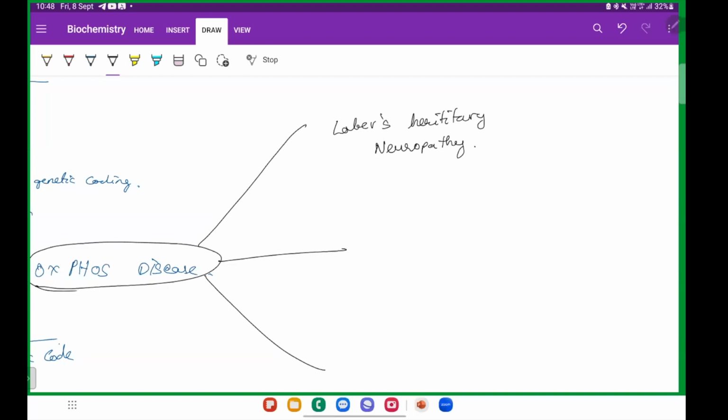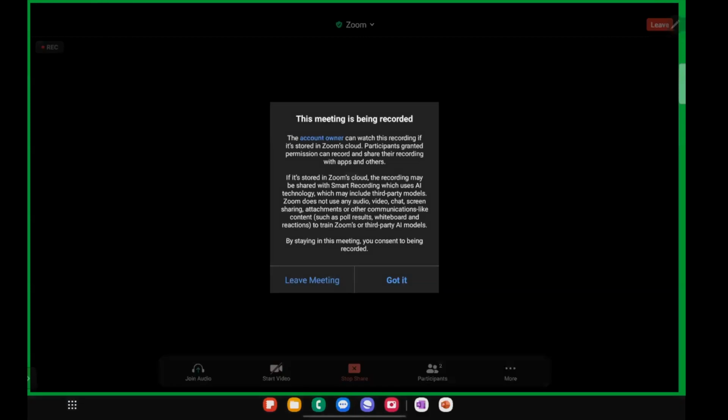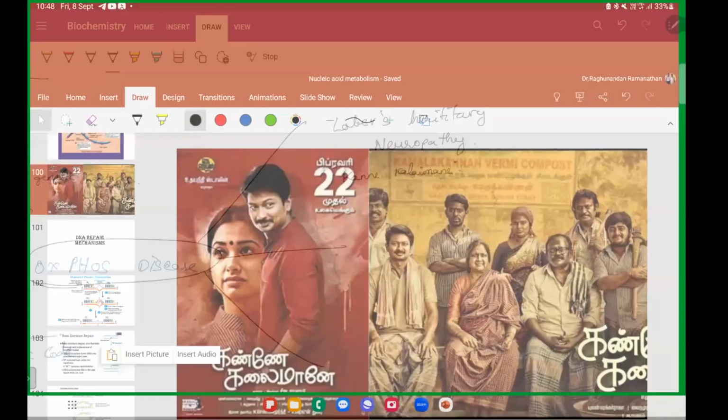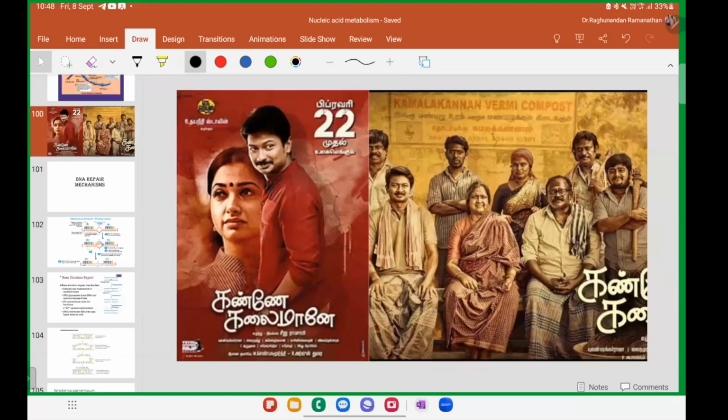This movie which came in Tamil, that is your Kanne Kalaimane movie. How many of you remember this Kanne Kalaimane movie acted by our Minister of Youth and Sports, Mr. Udayanidhi Stalin? How many of you saw it? Yes. So I'll show you that movie. See here. So you can actually understand it. So this is a movie that came in Tamil, Kanne Kalaimane. It was acted by our Honorable Minister Udayanidhi Stalin.